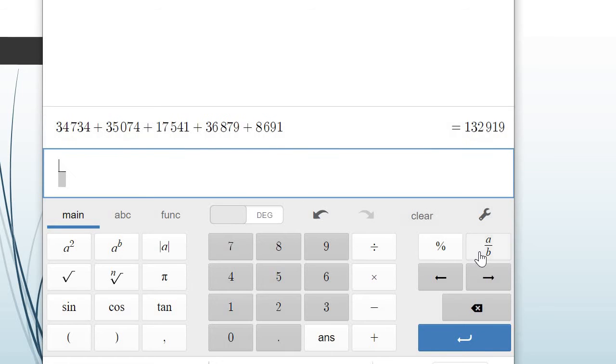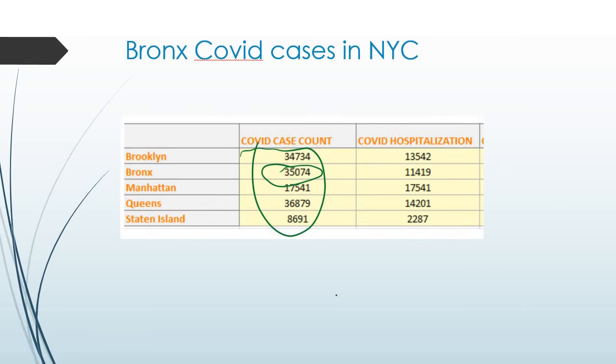So we're going to click AB. And in the Bronx, there were 35,074. And we're going to now take this number up here, 132,919. And so when we divide it, we see that in the Bronx, it was 0.263. So let's write that down. 0.263. We're going to round it to the nearest hundredth.